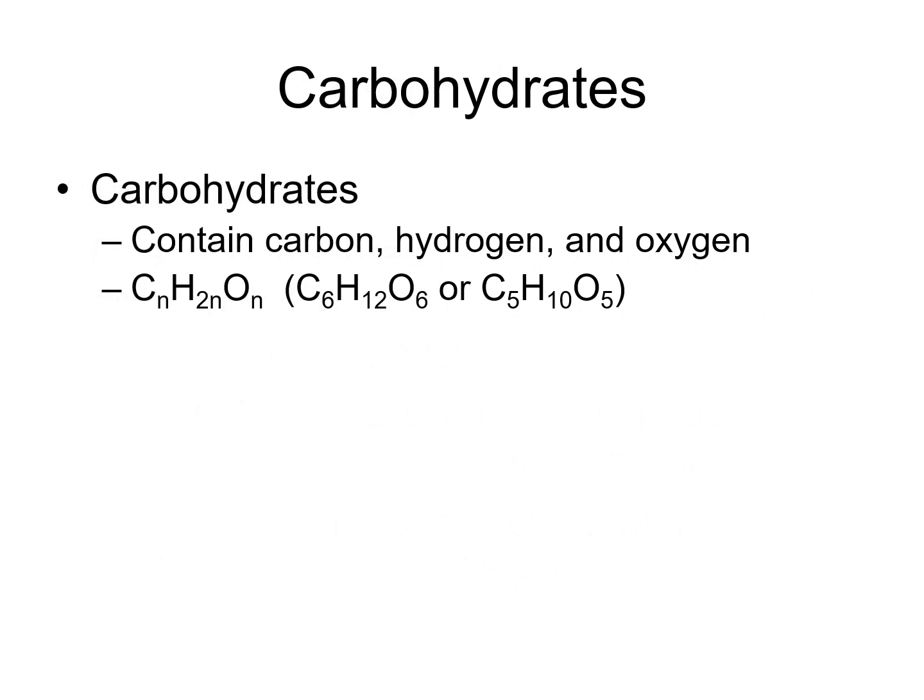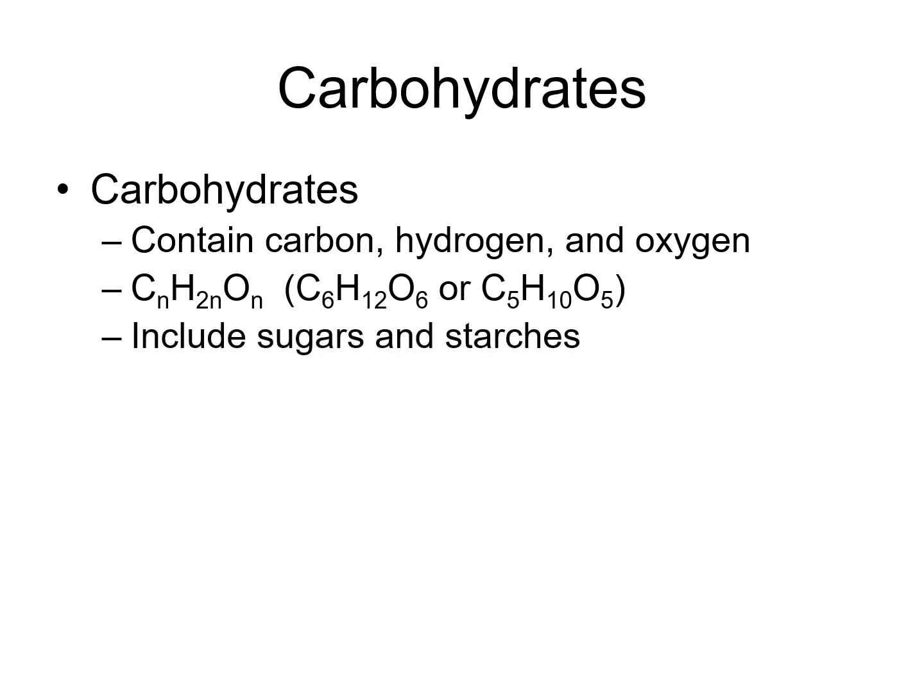Carbohydrates contain the elements carbon, hydrogen, and oxygen, and they contain them in a 1 to 2 to 1 ratio. For example, C6H12O6 or C5H10O5. Notice that for every carbon, there is an equivalent water, right? 2 hydrogens and an oxygen. And that's where carbohydrates gets its name, hydrate of carbon.